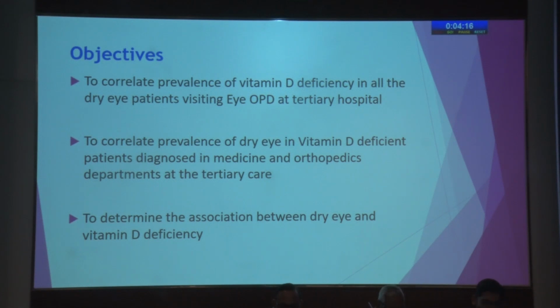Objectives: to correlate prevalence of vitamin D deficiency in all the dry eye patients visiting the IOPD, to correlate prevalence of dry eye in vitamin D deficient patients diagnosed in the medicine and orthopedic departments at the tertiary care center, and to determine the association between dry eye and vitamin D deficiency.